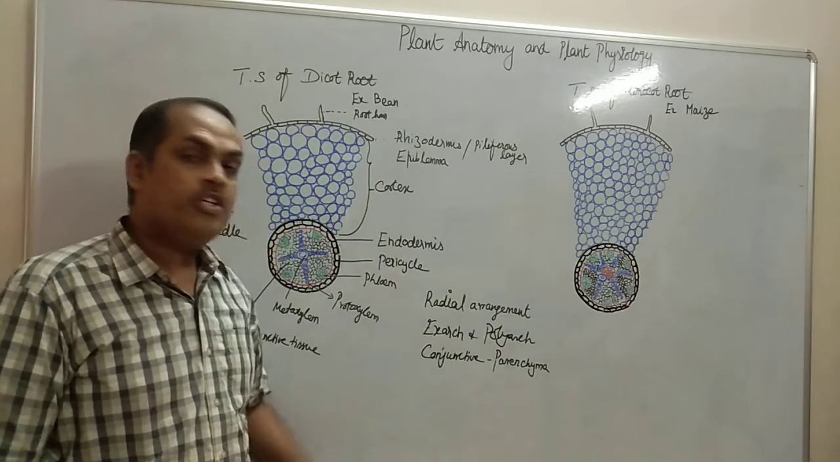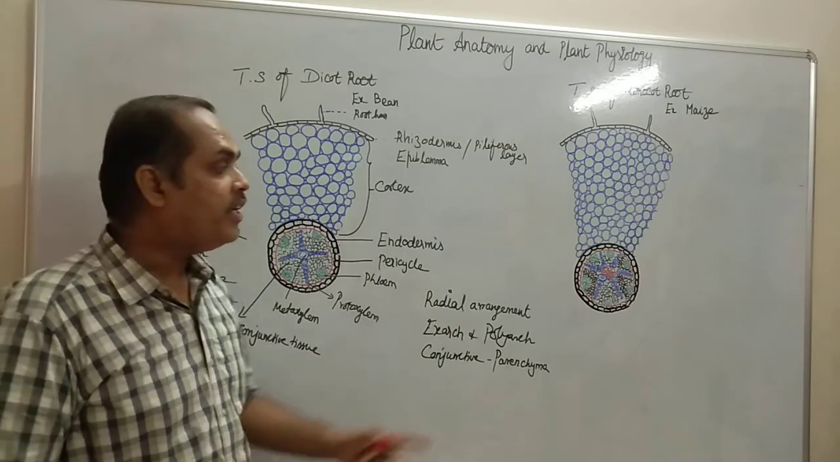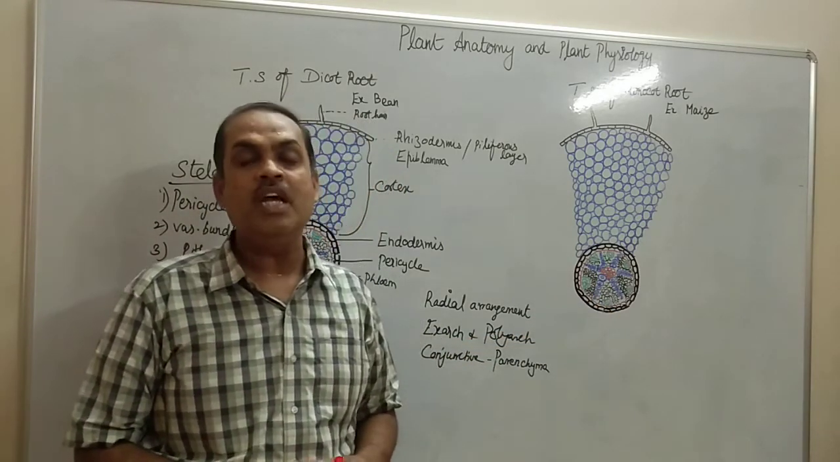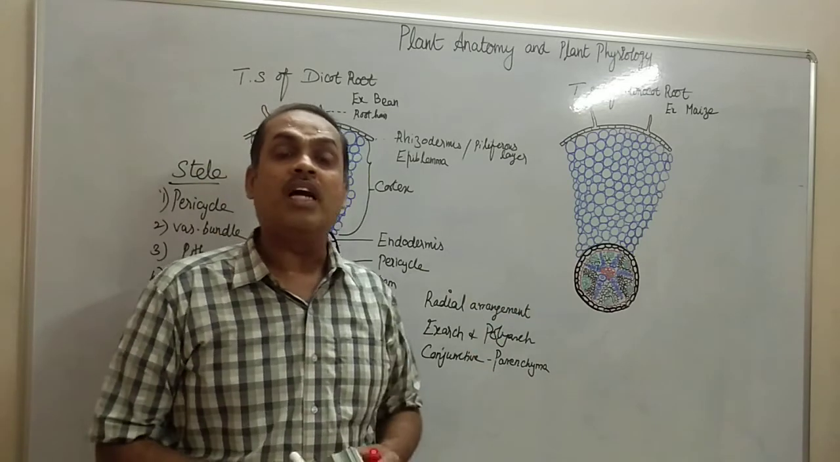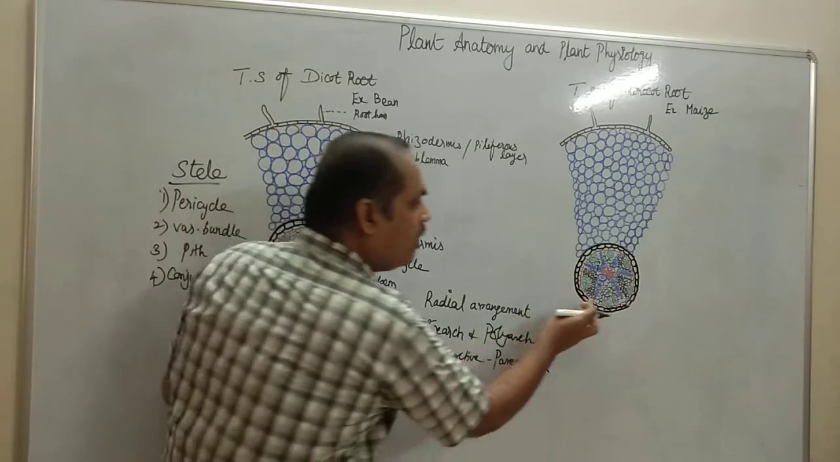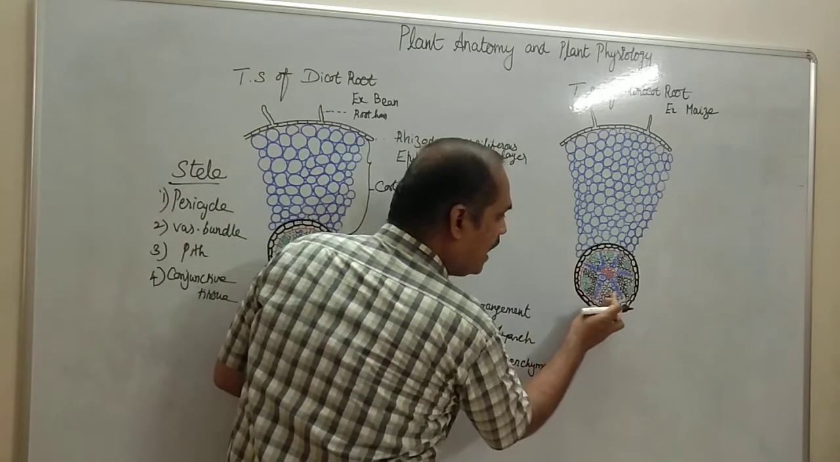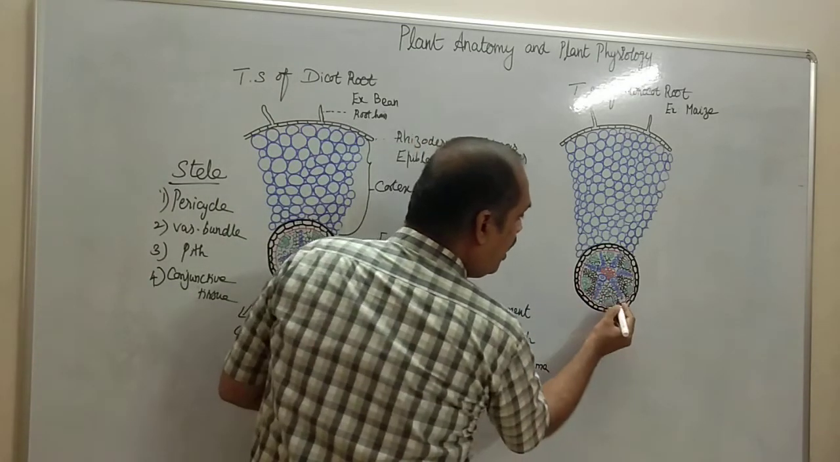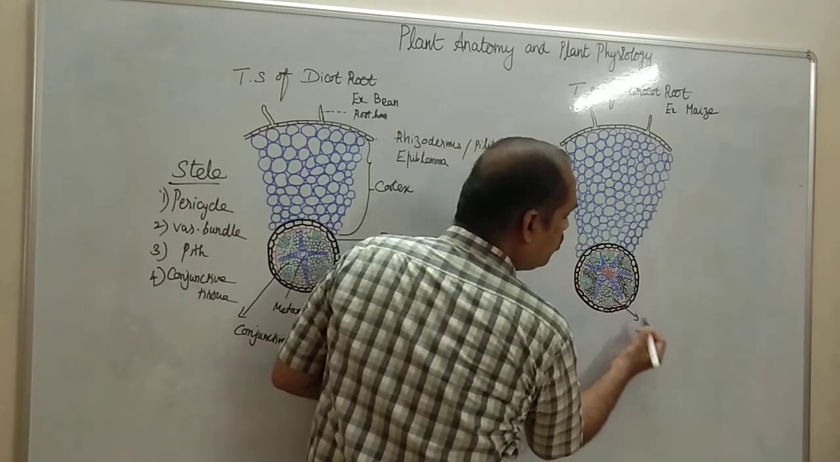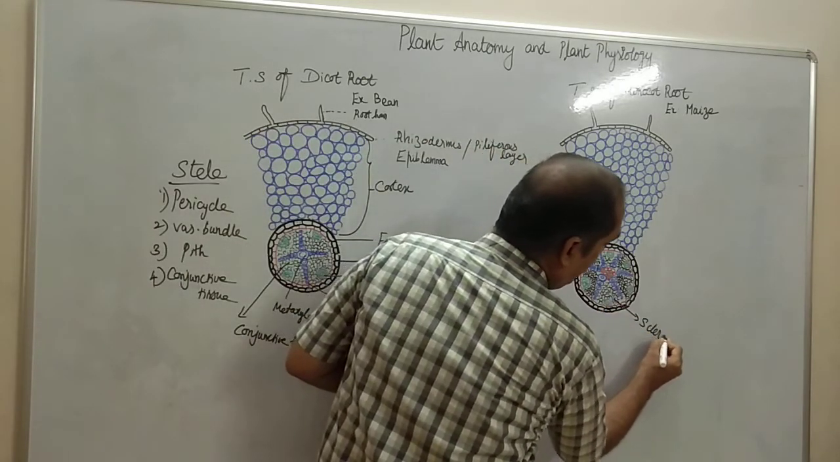Now the conjunctive tissue, what is called conjunctive tissue? The tissue that separates xylem and phloem is called conjunctive tissue. Here in monocot root the conjunctive tissue is made up of sclerenchyma. In dicot root it is made up of parenchyma, whereas in monocot root it is made up of sclerenchyma.